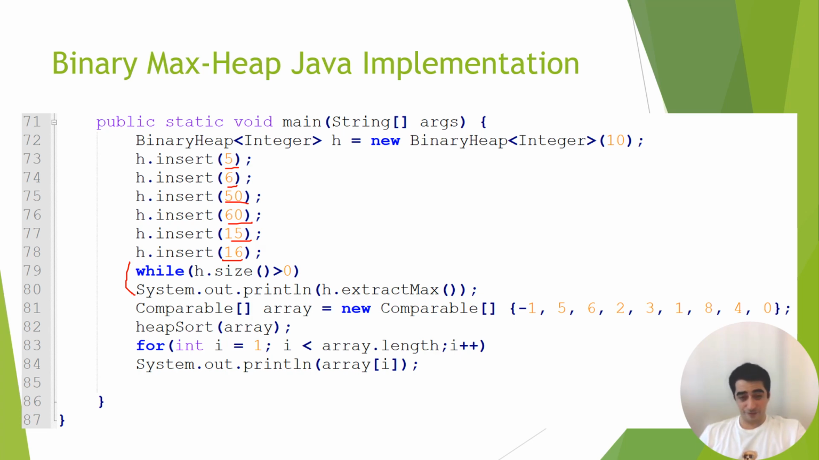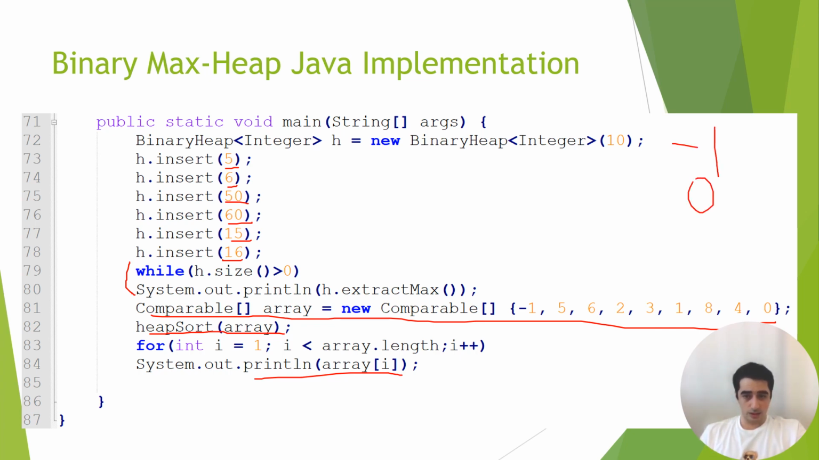And then I have tested the heap sort operation. I have created an array of comparables with these values in it. Here I have -1, 5, 6, 2, 3, 1, 8, 4, and 0. As you see, it's not sorted. After I call heap sort for it and then print the values of the array, what I will see is a sorted list. I will see -1 first, then 0, then 1, then 2, then 3, then 4, then 5, then 6. And the last thing I will see would be 8, right? So that's how you can test your implementation of binary max heap and heap sort.